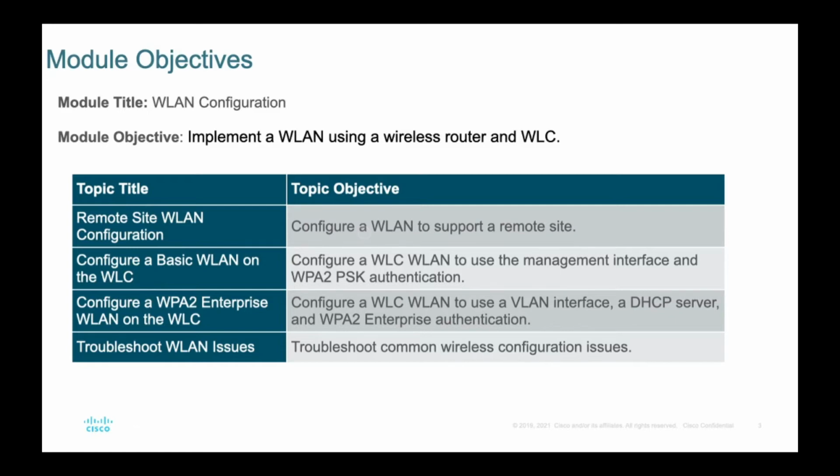After that, configure a basic WLAN on the WLC. So after that, we are going to enable WLAN configuration inside our wireless LAN controller. We have done all these exercises. And the next is to configure a WPA2 enterprise WLAN on the WLC. We have also done this experiment.